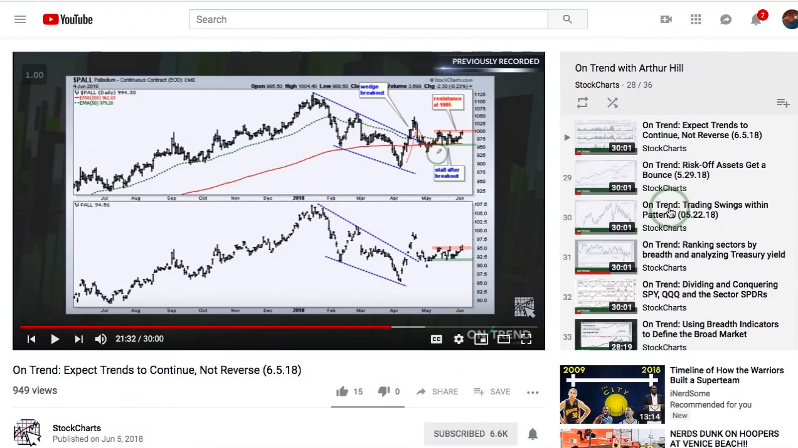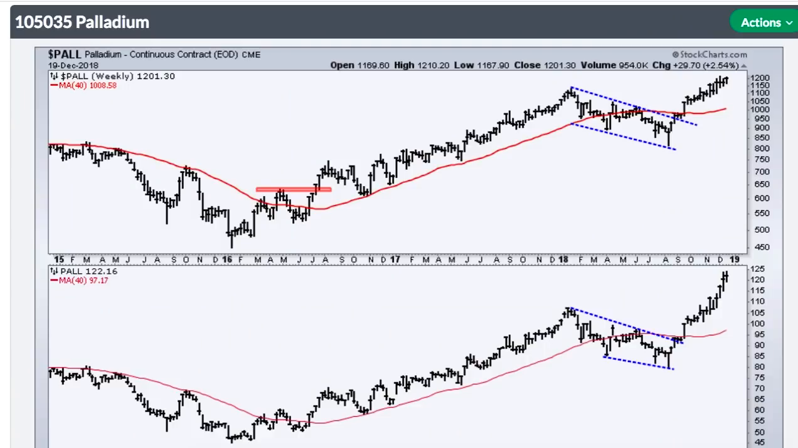Now, before we get to palladium, note that palladium was first covered in On Trend on June 5th. So that was almost 5 months ago or so, when it was first breaking out of this wedge. And if we look at palladium today, there it is hitting new highs. This is a continuous futures contract, and the ETF is hitting new highs. Now, it may seem overbought, overextended, but clearly the trend is up, and this is definitely still a leader out there.